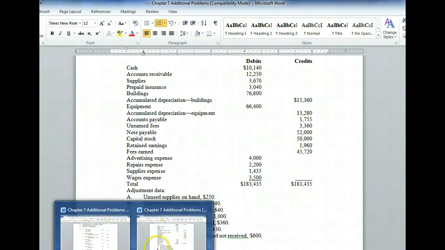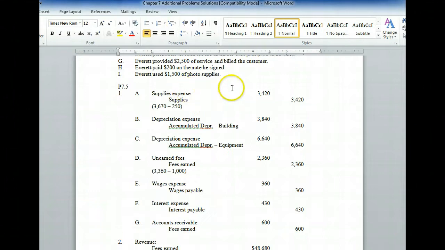So if we go to the key here, you're going to see supplies expense, and there's the debit for $3,420, and then we lower the supplies account, we credit it by $3,420, and we get that by taking the beginning balance right here and we subtract the amount left over. So whenever we have an unused amount and it's giving us that ending amount, that is when we calculate the difference.